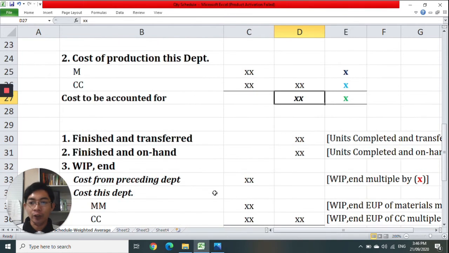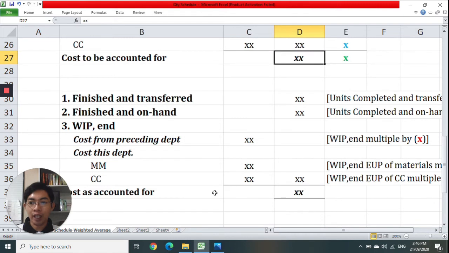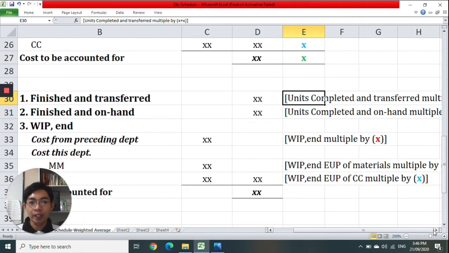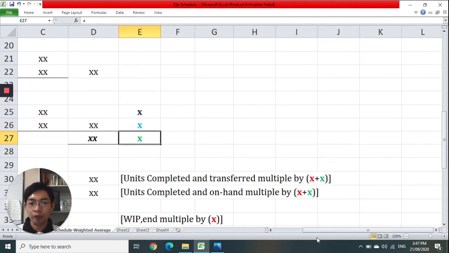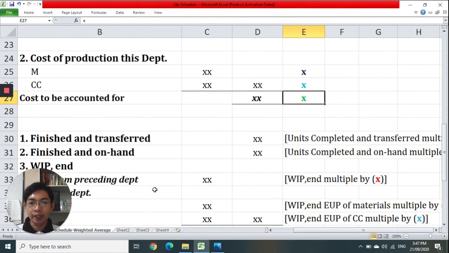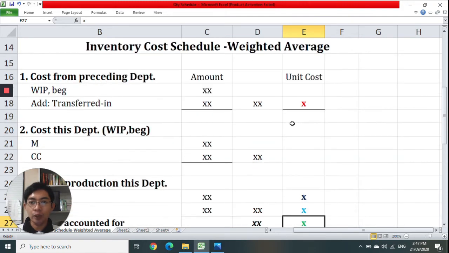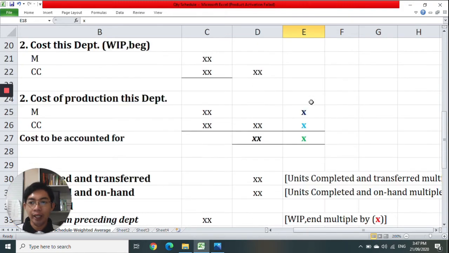On the other hand, in order for us to compute the cost as accounted for, we have our finished and transferred. And how do we compute for the finished and transferred? You multiply the units completed and transferred with the unit cost of the preceding department and the unit cost of this department, labeled as red and green. For the finished and on hand, you multiply the units completed and on hand by the sum of the unit cost from preceding department and the unit cost of this department, labeled as red and green respectively.